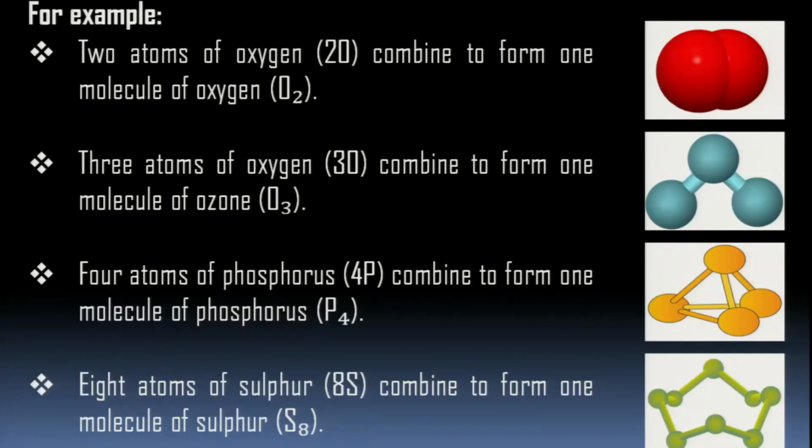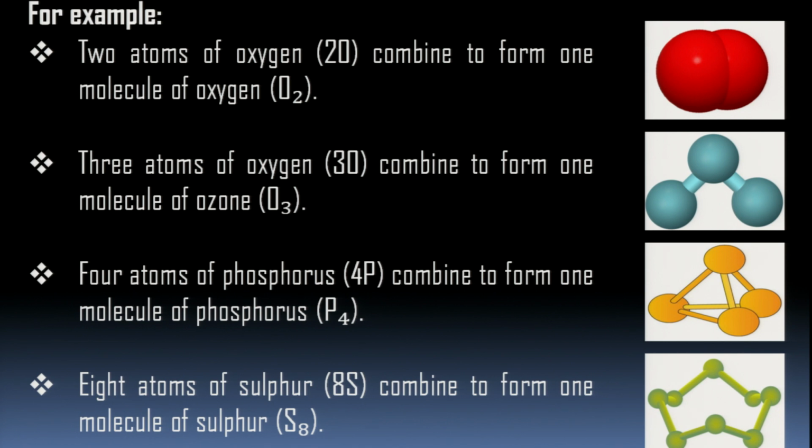See in the figure, children. 2 atoms of oxygen combine to form one molecule of oxygen, O2. In the picture on the screen, you can see, children, 2 atoms of oxygen. They have combined to form an oxygen molecule. Okay, children. Now see, 3 atoms of oxygen combine to form one molecule of ozone. You can see the 3 atoms of oxygen. They have combined to form ozone.